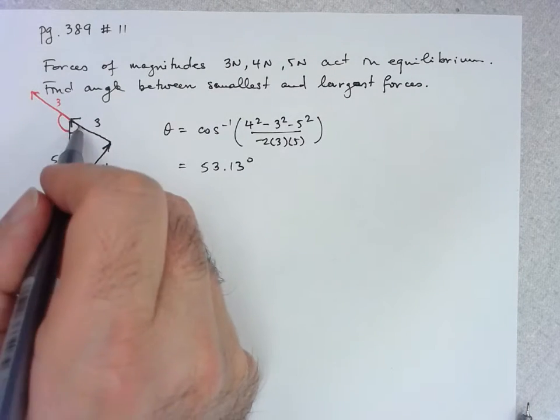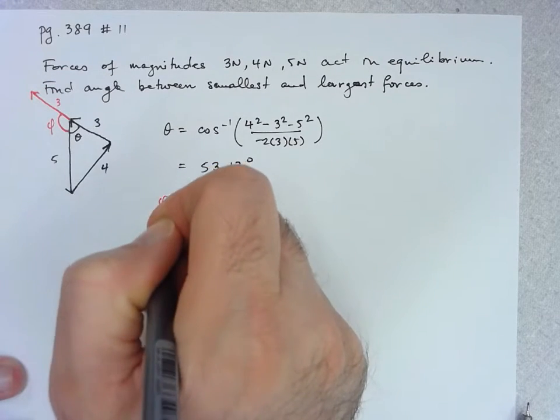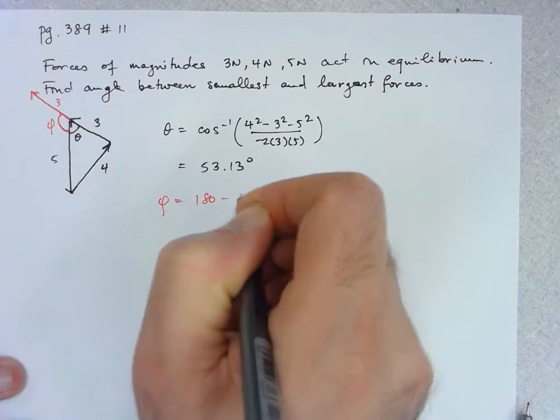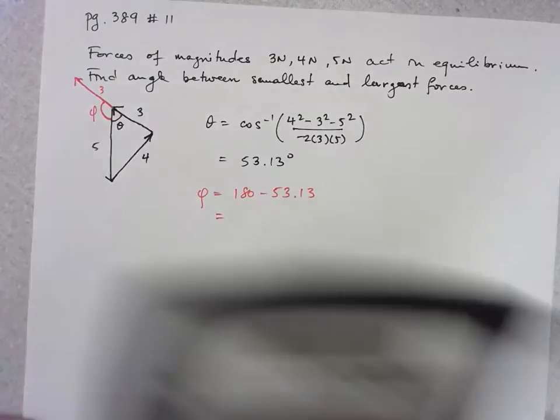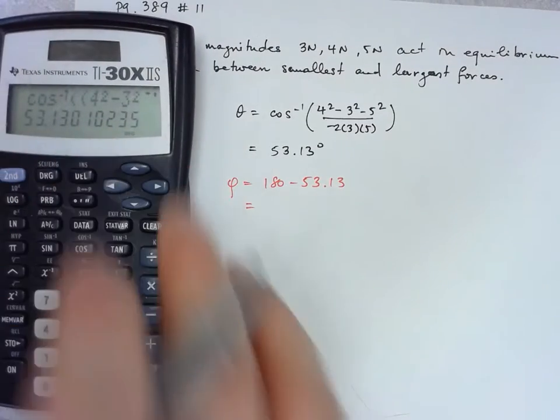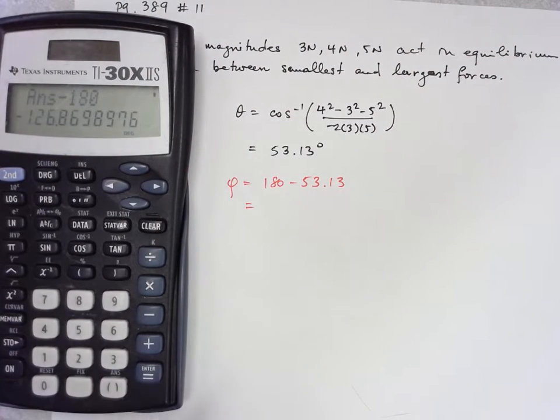Because I've got this straight line, I know that the angle phi, which is what I'm looking for, is just going to be 180 minus 53.13. I should be able to calculate that on my own, but let's use a calculator. 180 minus 53.13 gives 126.87.